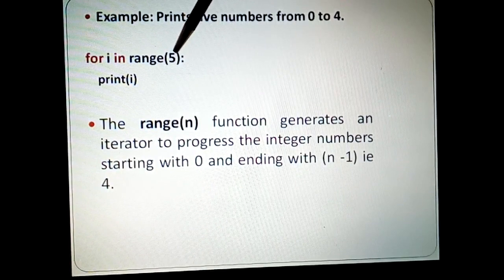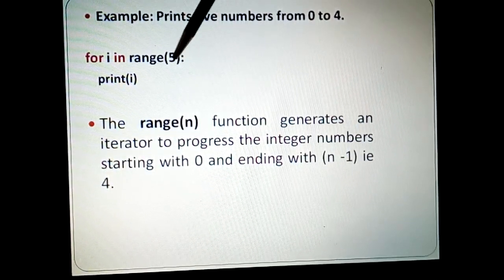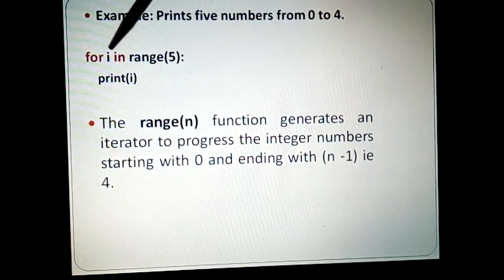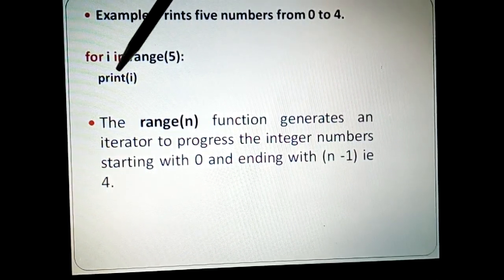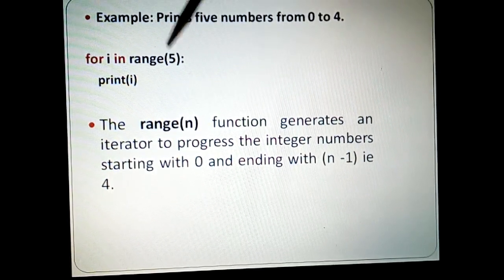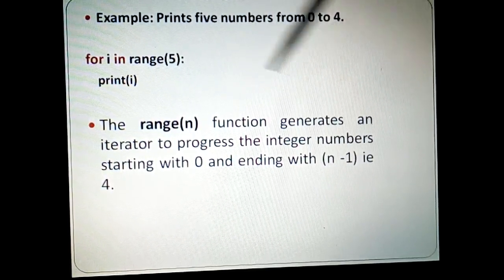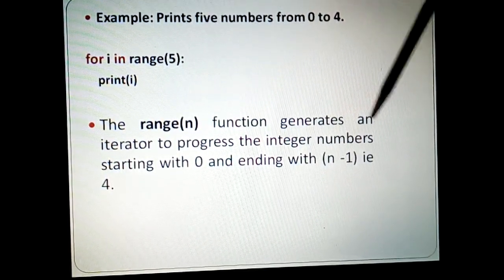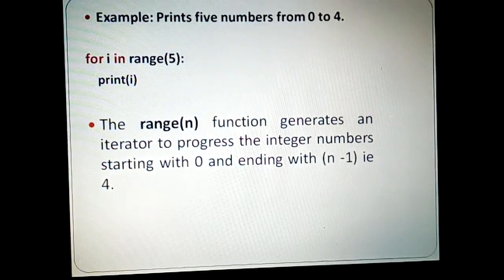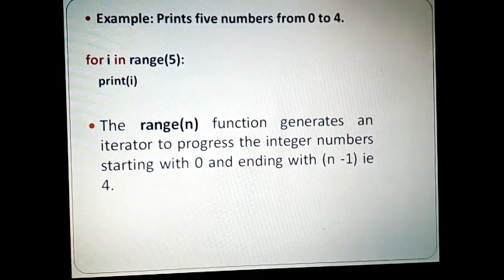If you say 5, it means it will go only up to 4. That is, if I say k, then it will be k minus 1 values, or if I say n, it would be n minus 1 values. So for i in range of 5, if I say print of i, it will go on taking the values 0, 1, 2, 3, 4. The range function generates an iterator to progress the integer numbers starting with 0 and ending with n minus 1, that is 4. So quickly we can go and check it out in the editor.